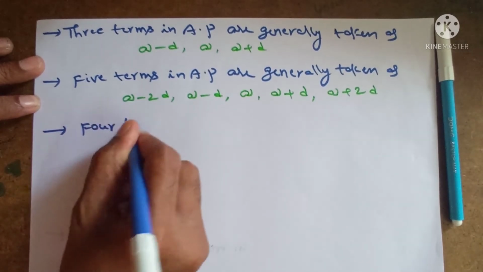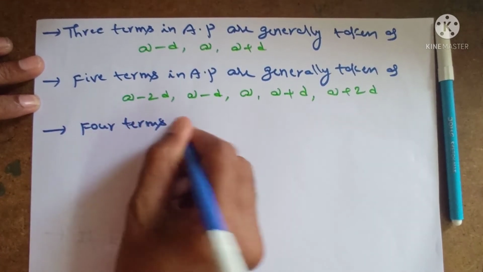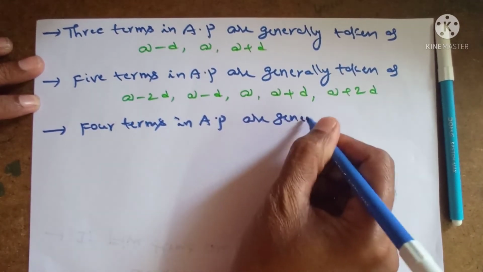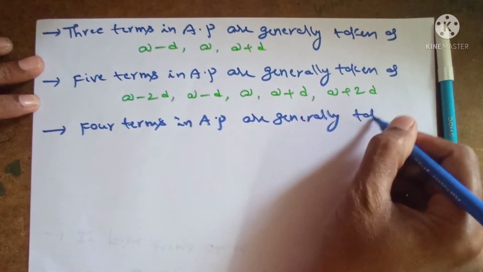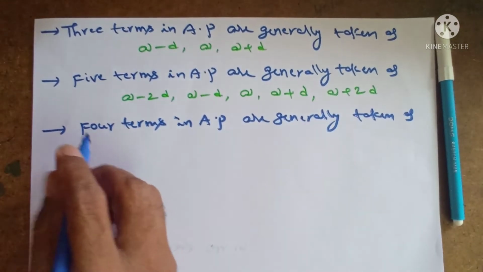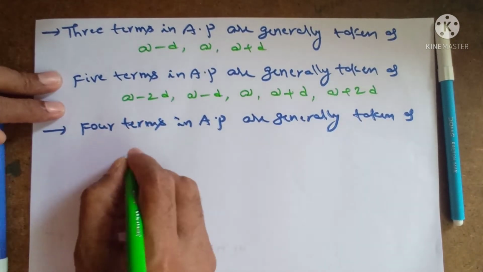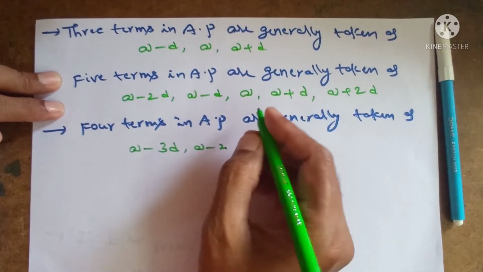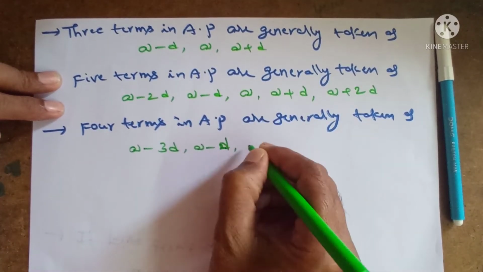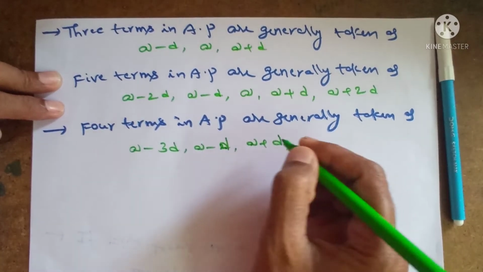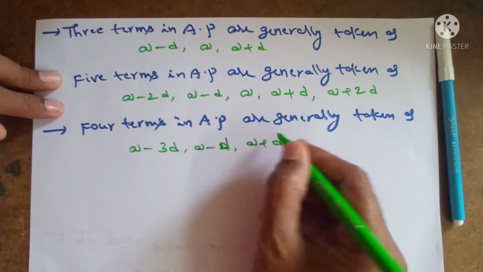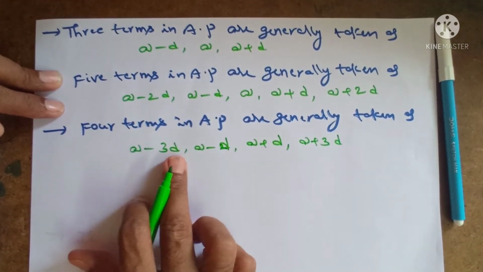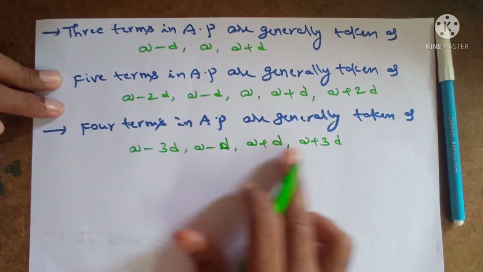4 terms in AP are generally taken as A minus 3D, A minus D, A plus D, A plus 3D. 4 terms. A minus 3D, A minus D, A plus D, A plus 3D.